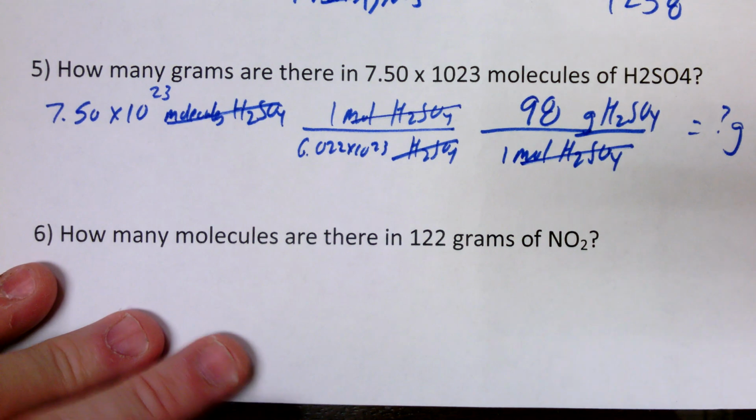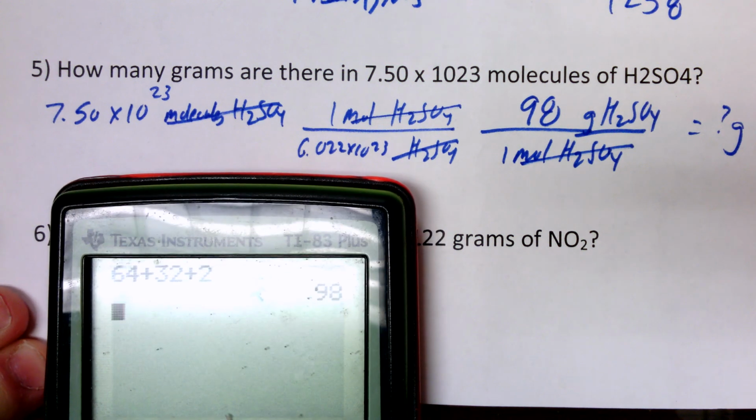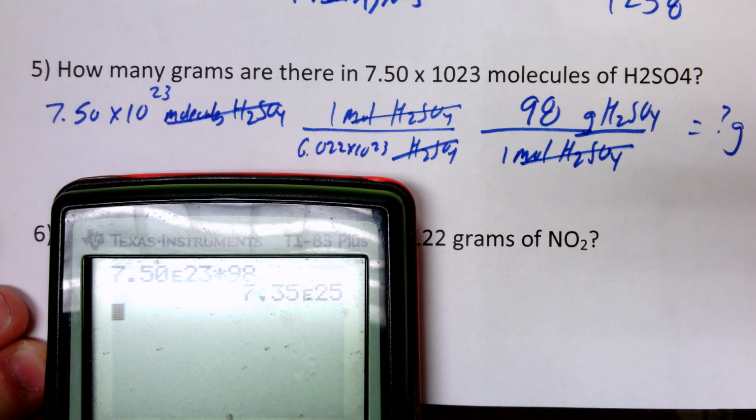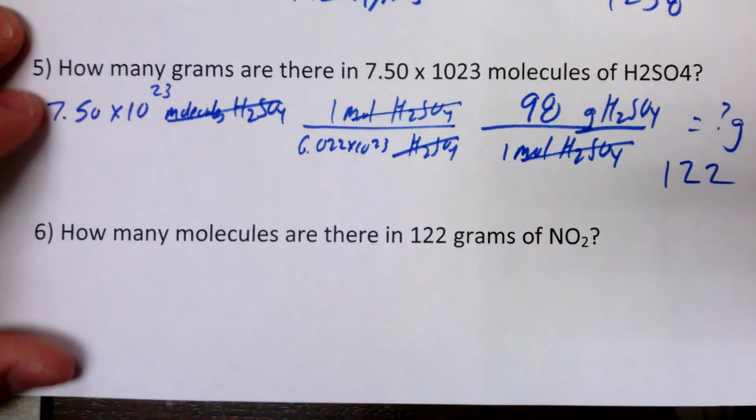Okay, now this is just a math problem. And let's talk about how to do the math. I'm going to multiply across the top. Go 7.0 exponent 23 times 98. All right, so that's what I get on the top. Now I'm going to divide that by Avogadro's number. And that's what I get. I would have 122 grams of H2SO4. Okay.